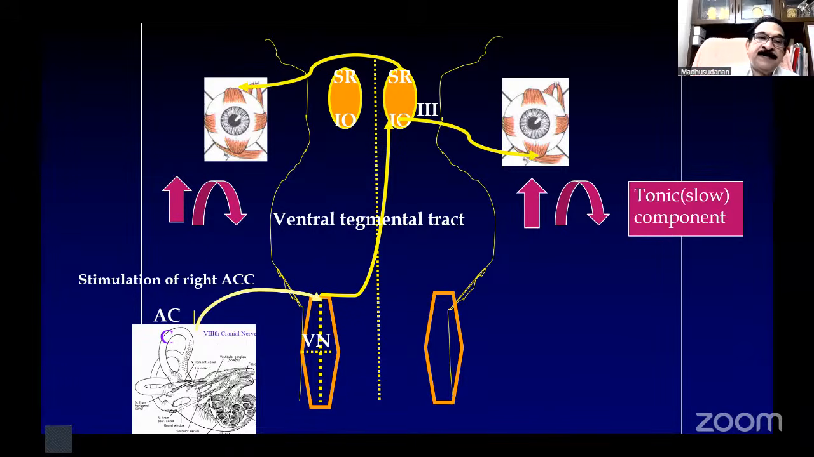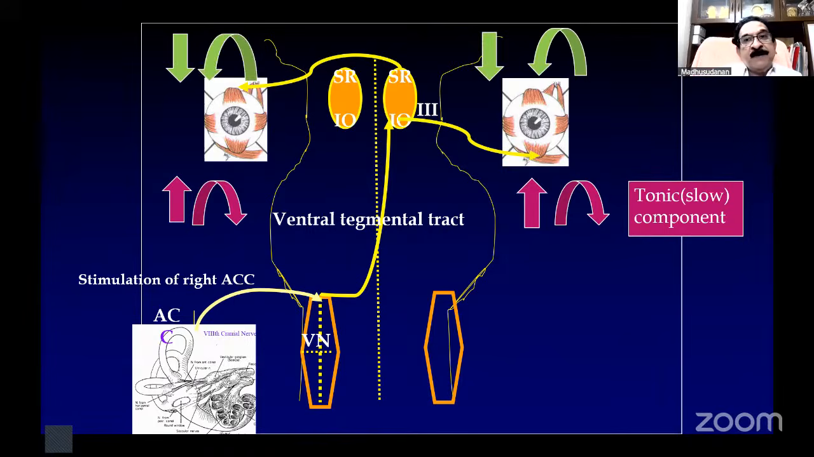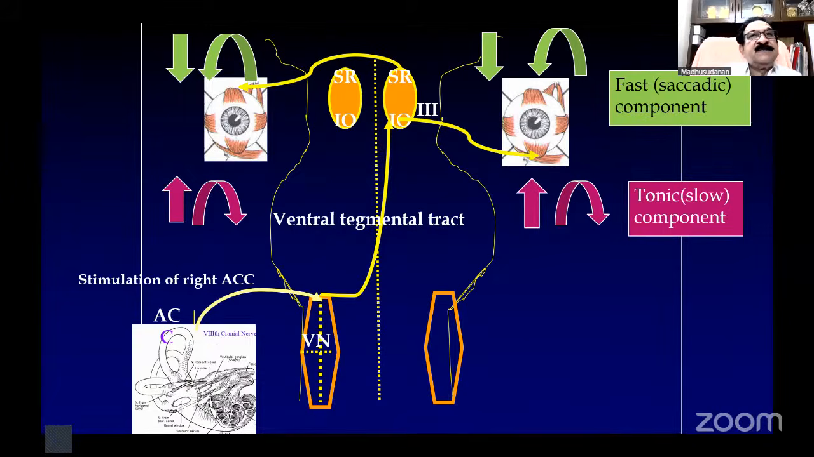That is what is happening in the stimulation of the ACC, right ACC. Okay. This is a slow component, what you observe. So the corrective component will be what? The opposite side, that is moving downward, and the fast component is to the same side.